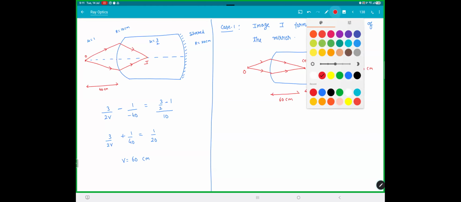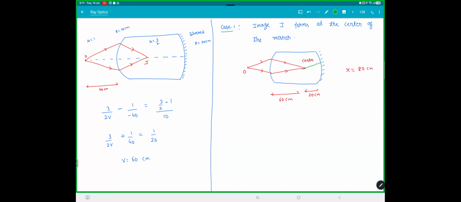So then what would happen? These light rays from here will go, hit the mirror. They will retrace the same way and then they come back.